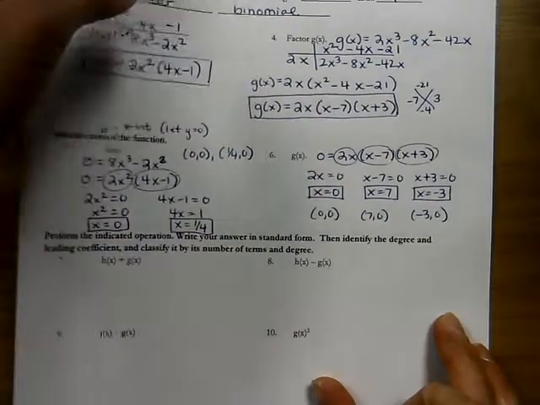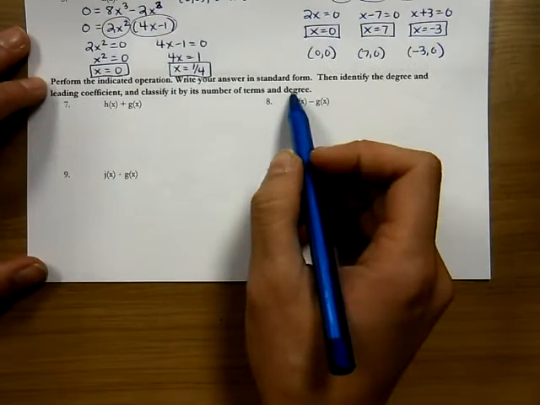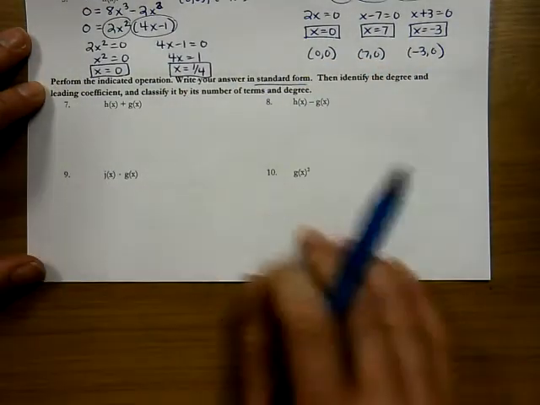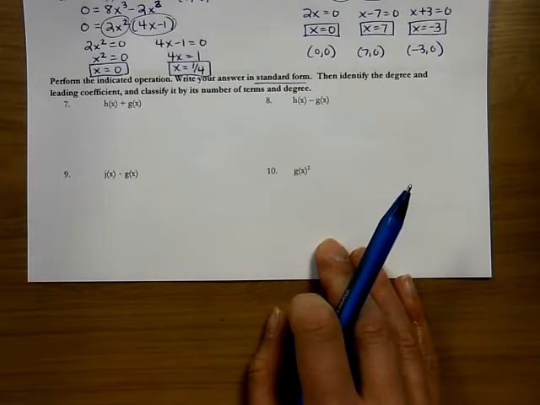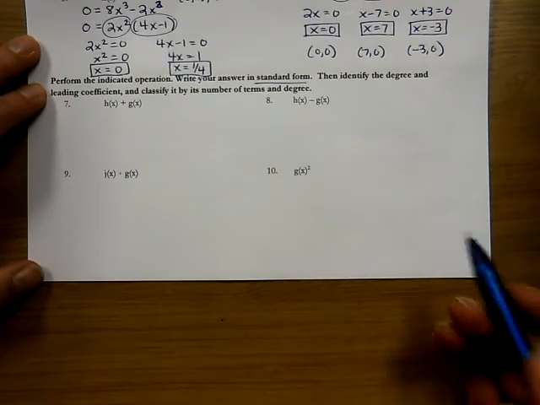Scooting on to the next one, the directions say, perform the indicated operation. Write your answer in standard form. So all of our answers have to be in standard form. Then identify the degree, the leading coefficient, and classify it by its number of terms and the degree. Okay, we got a lot of things going on here.